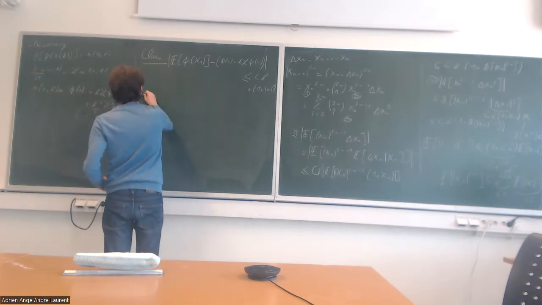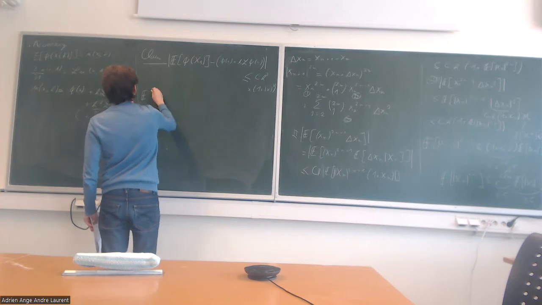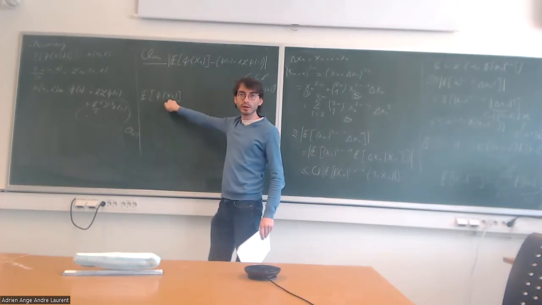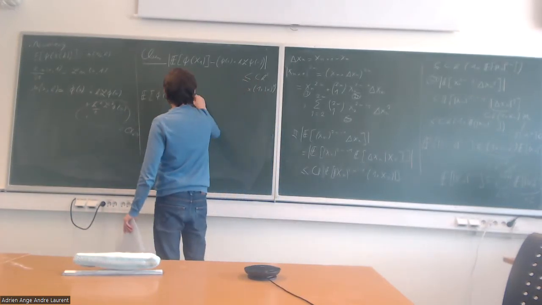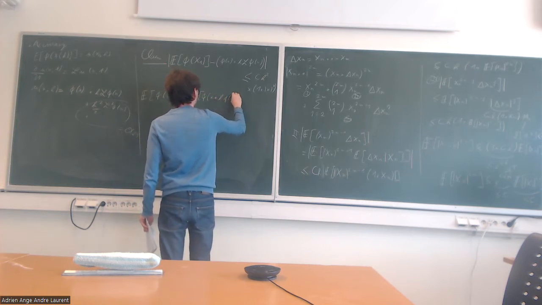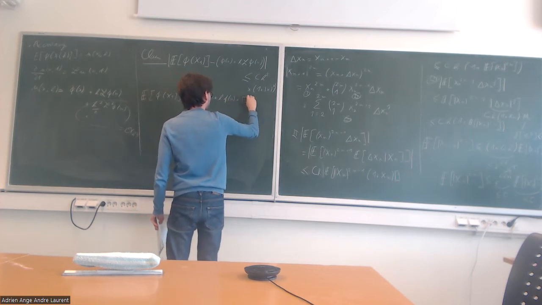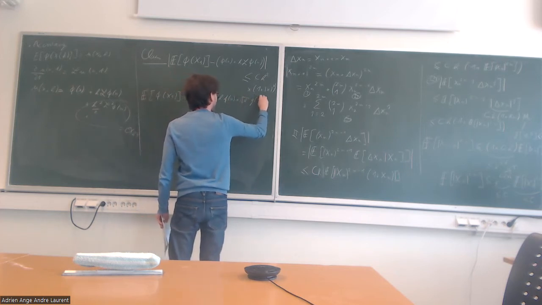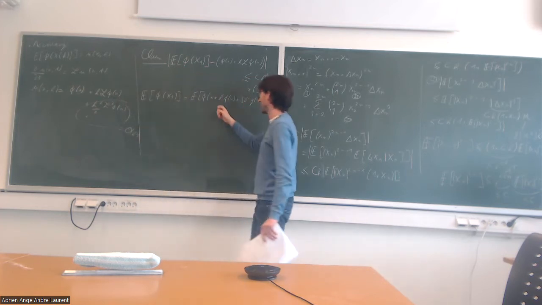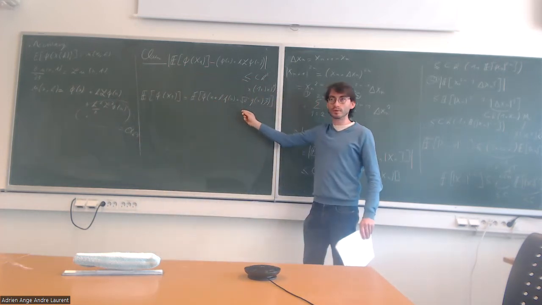To do this, we write this quantity, the expectation of phi of x1, and we replace x1 by its definition. So that's the expectation of phi of x plus h f(x) plus square root of h g(x) psi. This is the definition of the Euler method.